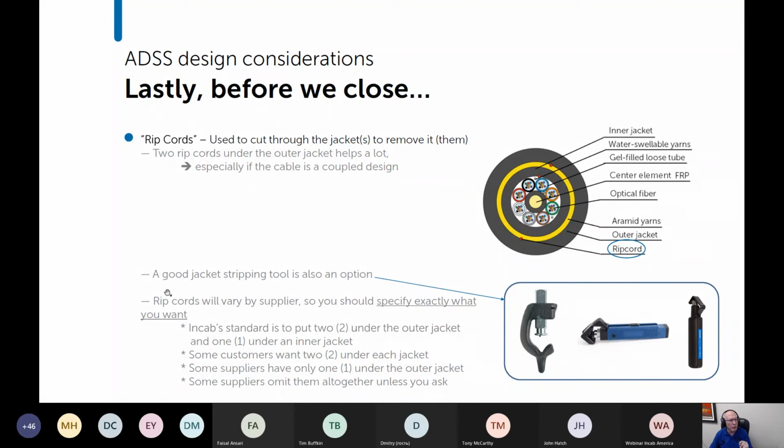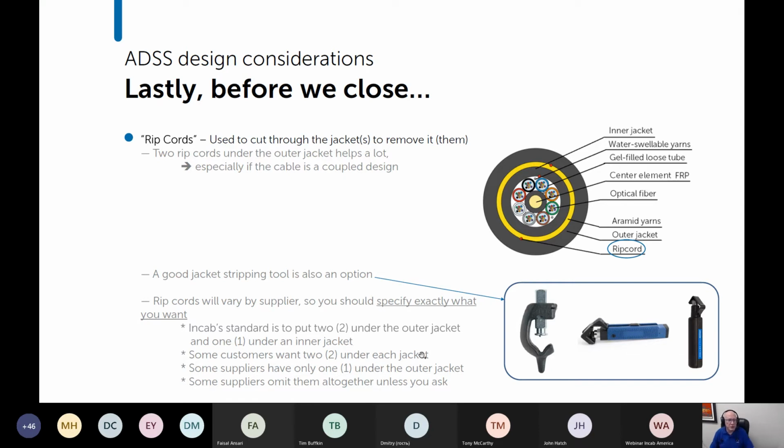The key takeaway from this slide is that rip cords will vary by supplier. So you need to specify exactly what you want. At NCAB, we put 2 under the outer jacket and 1 under the inner jacket. But again, remember, we use low density polyethylene on an inner jacket. We think that's good. If you were using medium density, you might want 2.